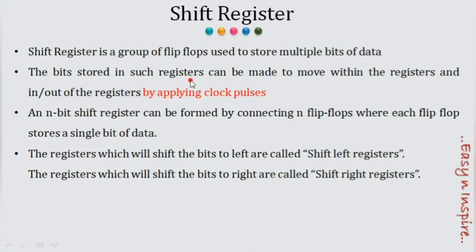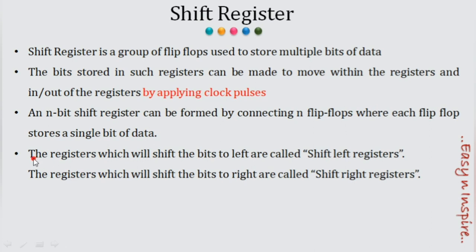See here, shift register. So register is nothing but a memory device which is used to store more than 1 bit data. Similarly, shift register is also a group of flip-flops used to store multiple bits of data. Then what is the difference between register and shift register? In shift register, the data present in the register is moved or transferred within the register.